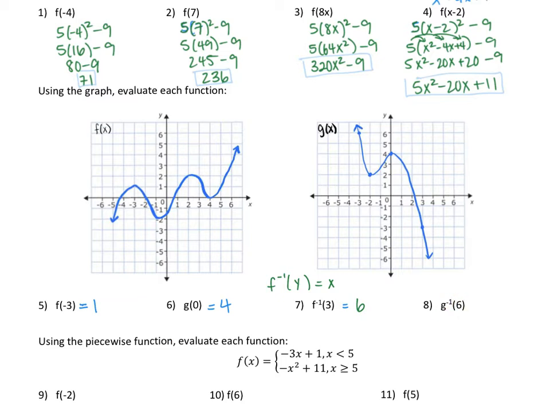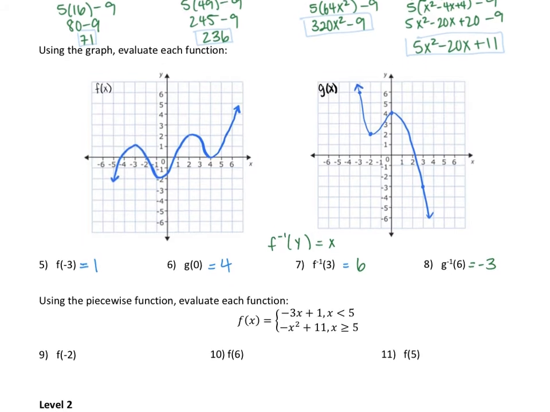Whereas this one here is the inverse of g, so I have to go to this one. The y value is 6, so if this is y equals 6, that's where it's going to hit, and the x value is negative 3. And there we go. So pretty easy when you're given a graph as well.